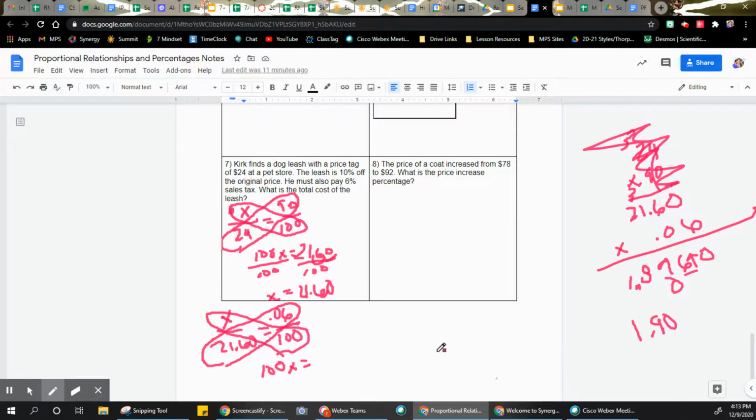So now I'm going to add 21.60 plus $1.90 to find out how much I pay. So 2160 plus 190. That's 0 plus 0 is 0. 6 plus 9 is going to give me 15. Carry the 1. 1 plus 1 plus 1 is 3. So it's $23.50 is going to be the total cost of his dog leash.